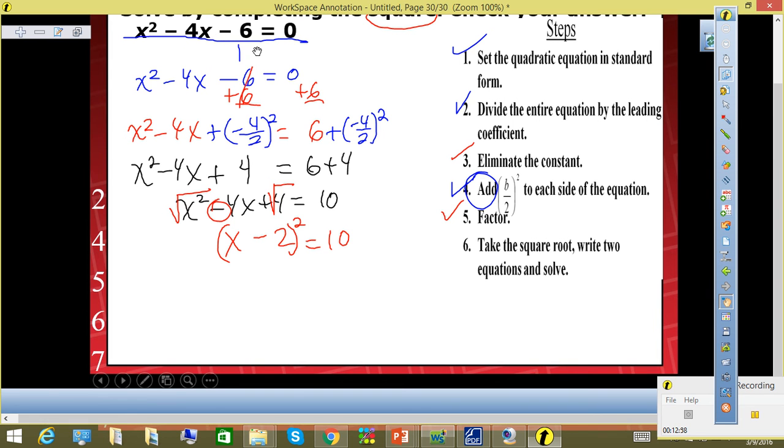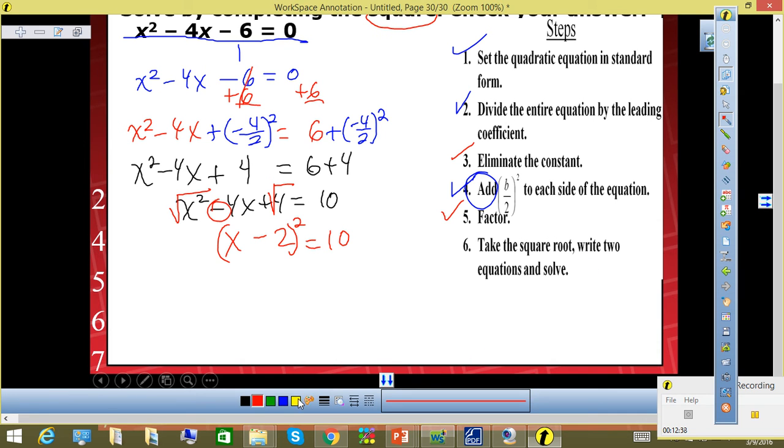Process. Standard form, yes. Divide by the leading coefficient, yes. Complete the square by adding b over 2 squared, yes. We simplified that. We factored using the shortcut because we knew this was a perfect square. Is that correct? Yes. We're at this point. Look at the last steps.